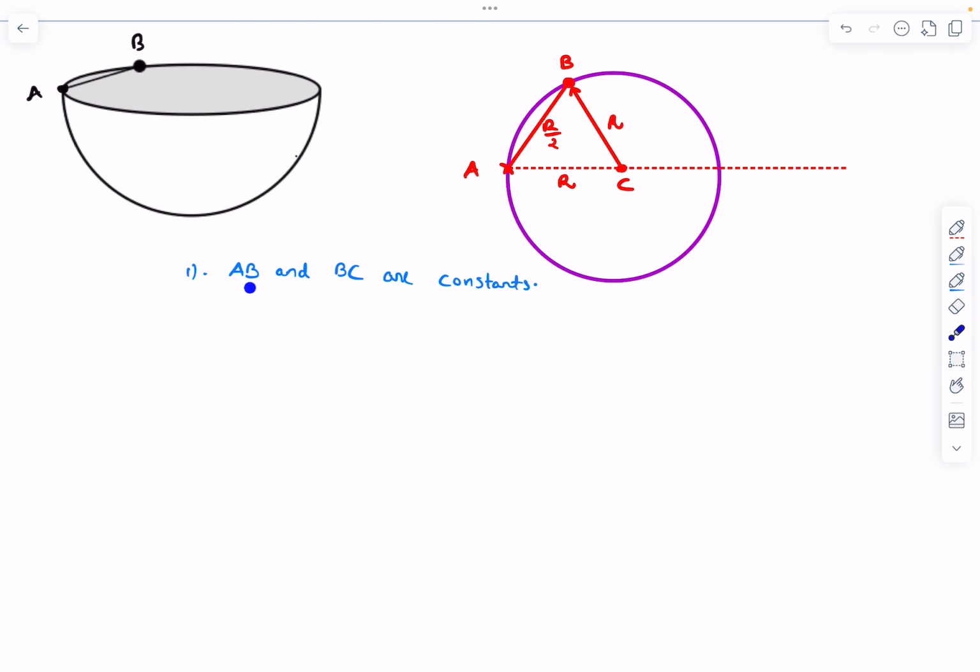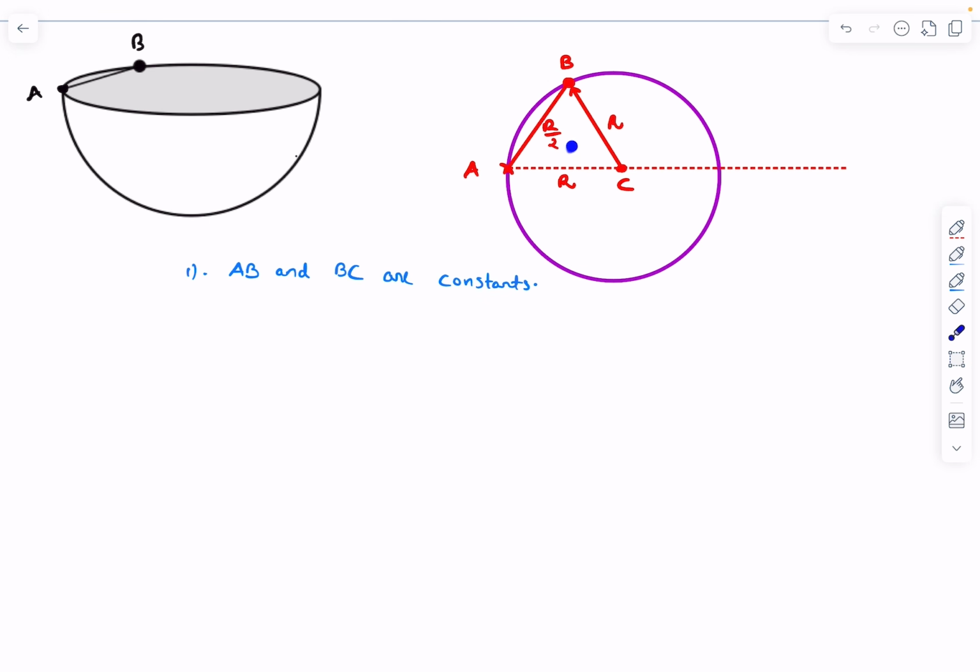The first idea here is that the distances AB and BC are constants. Why? Because this length AB is the length of the string, and that is going to be a constant throughout the motion. The string is not going to slack, so the distance AB is a constant and it is equal to r by 2. And the distance BC will also be r because however the point moves, it is going to move on the sphere. If it is moving on the sphere, it is quite obvious that the distance from the center of the hemisphere to any point on the hemisphere is equal to the radius. So the distance BC is equal to the radius of the hemisphere all the time. Not just when the ball is up here, at any point on the mass's trajectory, its distance from the center of the hemisphere will be equal to the radius r.